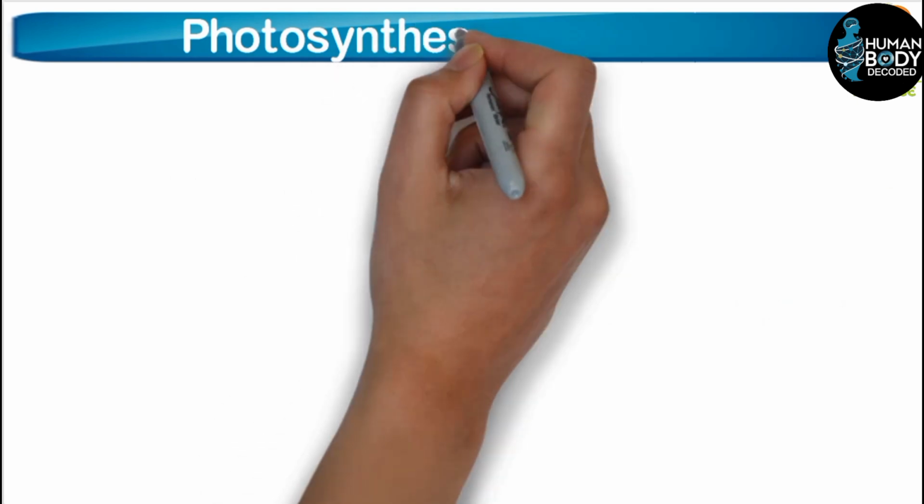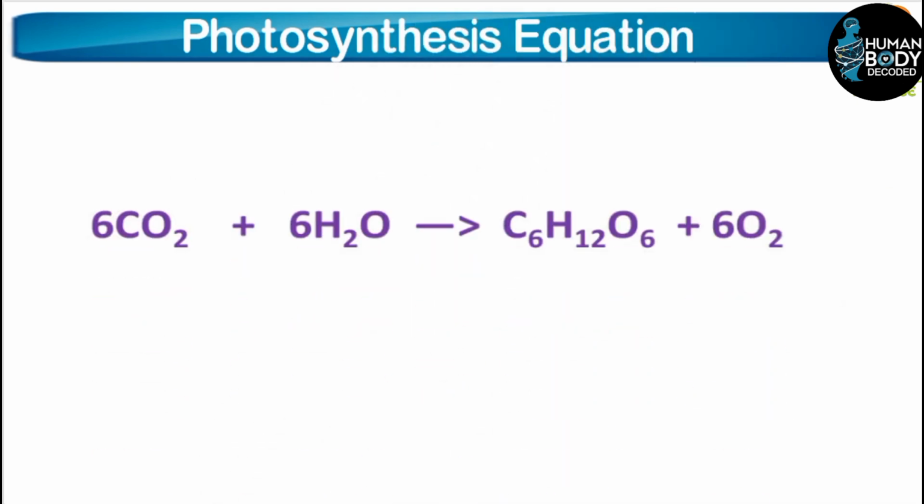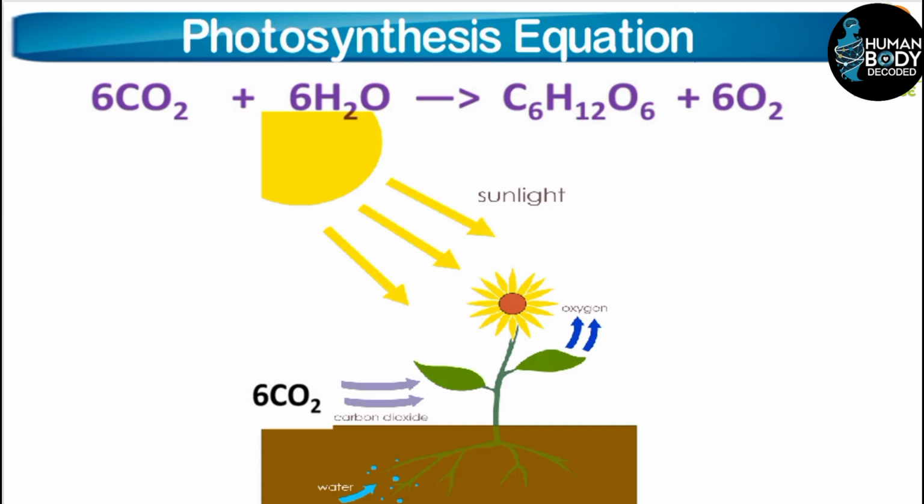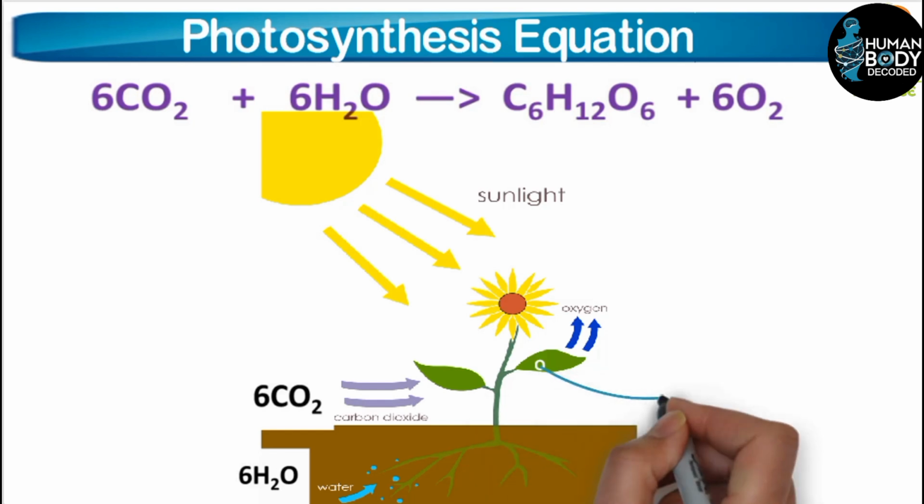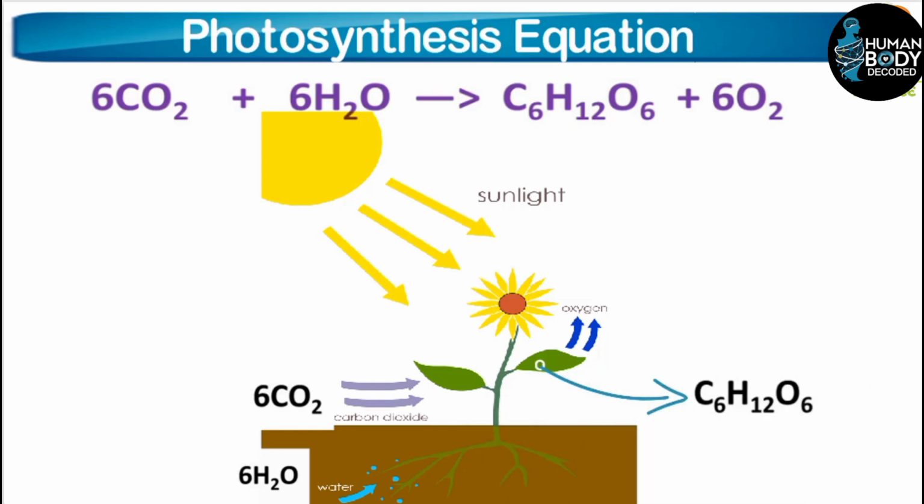The photosynthesis equation. Here's how the process works. 6 molecules of carbon dioxide combine with 6 molecules of water to produce 1 molecule of glucose and 6 molecules of oxygen as a byproduct.